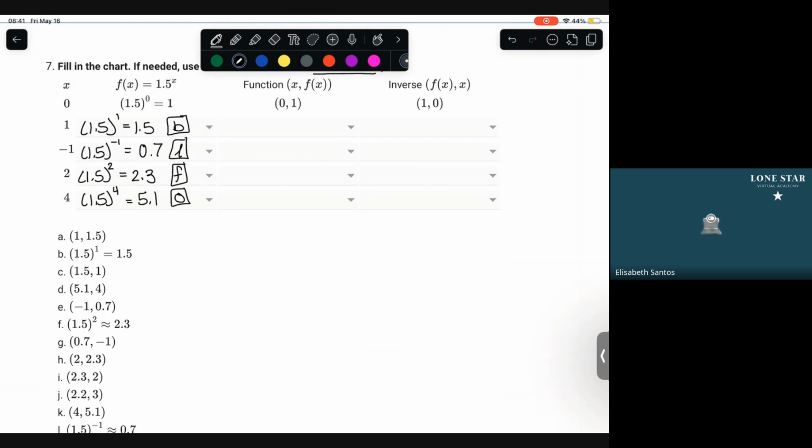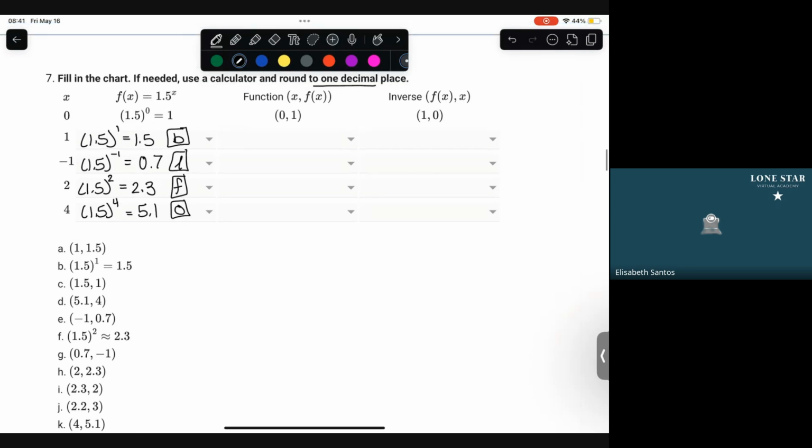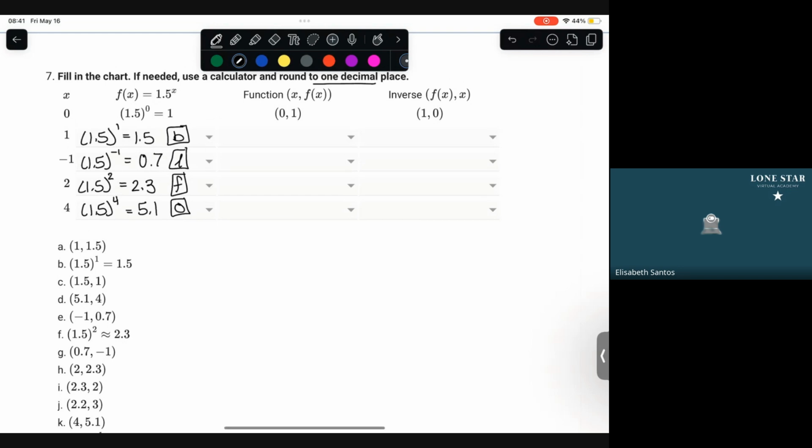Okay, and then the next column, they just want us to write them as coordinate pairs or points. Again, they did the first one. When x is 0, y is 1. Now when x is 1, y is 1.5. Negative 1, 0.7. 2, 2.3. 4, 5.1. And then let me tell you which letters those are. That's A for this one, E, H, and K.